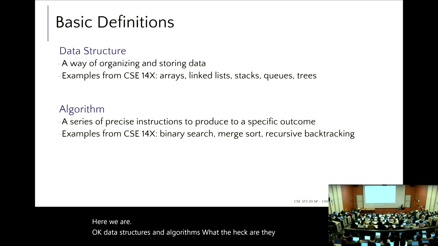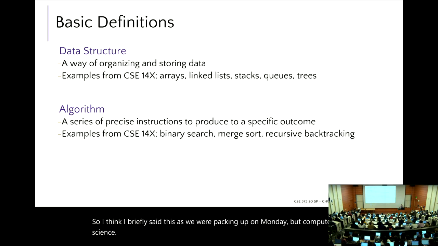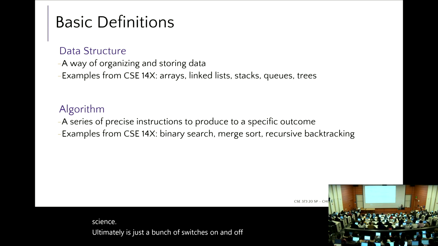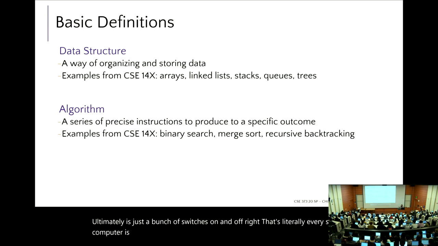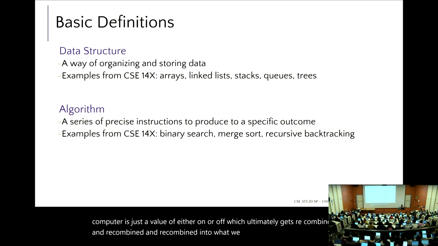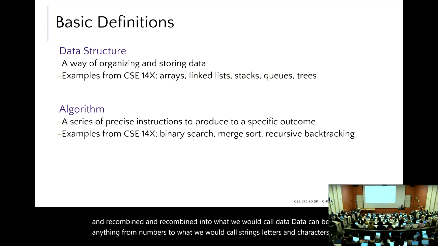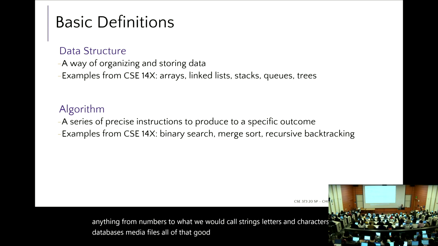I think I briefly said this as we were packing up on Monday, but computer science ultimately is just a bunch of switches on and off, right? That's literally every single computer: a value of either on or off, which ultimately gets recombined and recombined and recombined into what we would call data. Data can be anything from numbers to what we would call strings, letters and characters, databases, media files, all of that good stuff. Stuff that we want to store and remember to take action upon later.